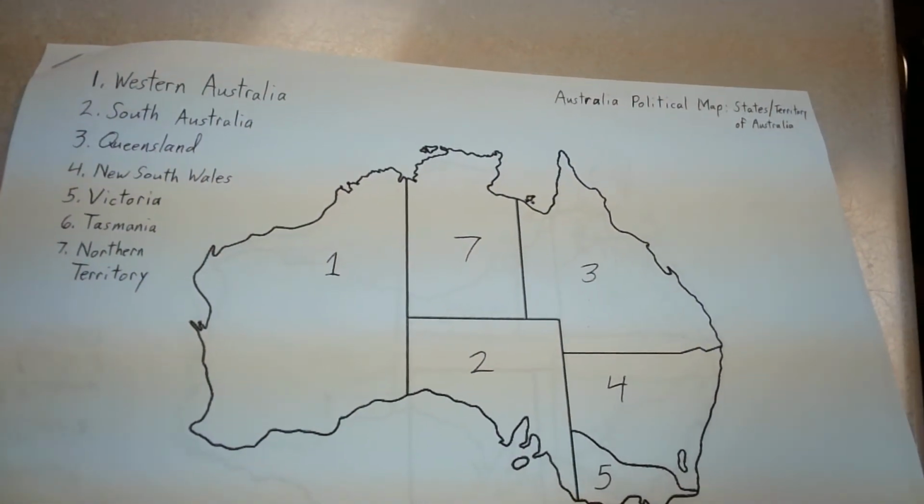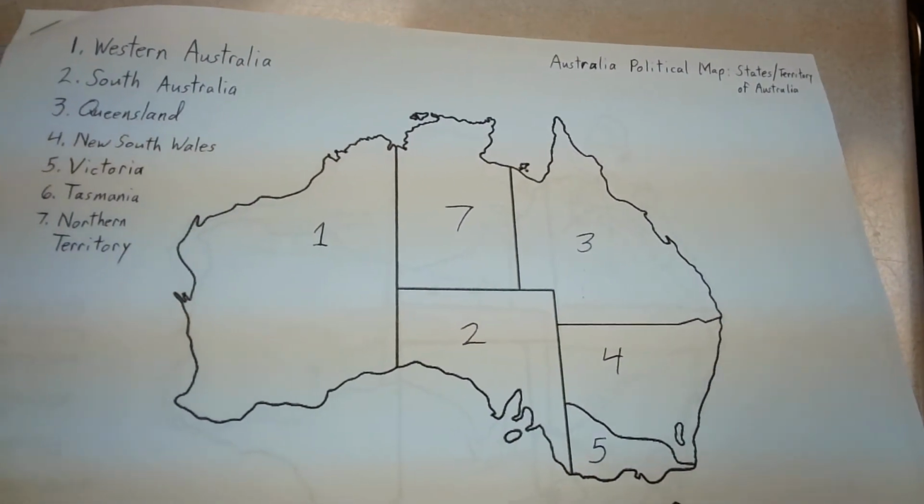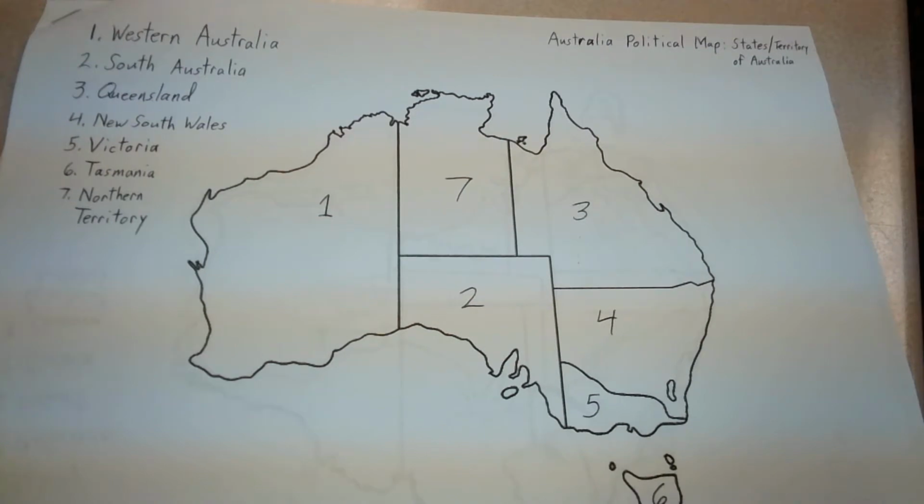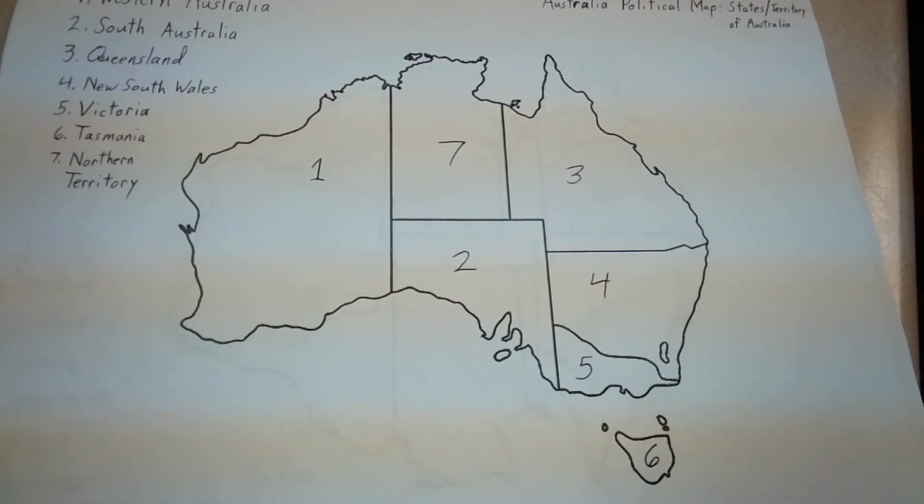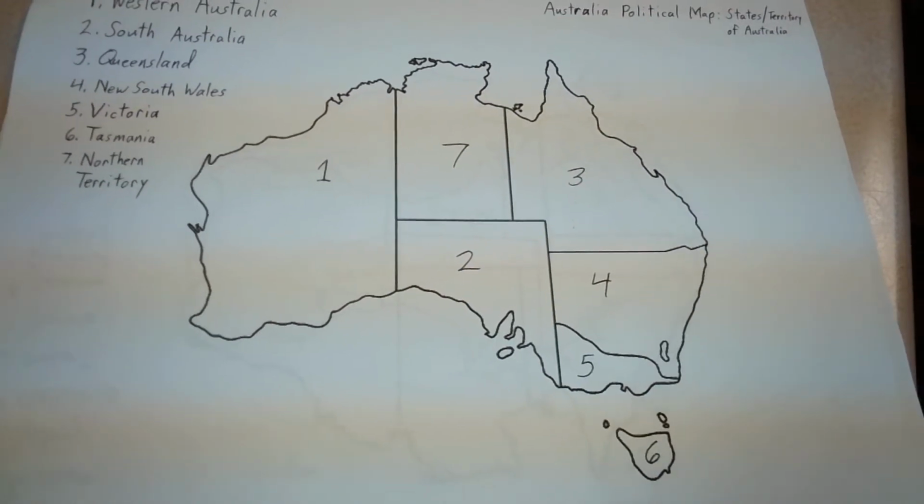So let's get to work on Australia. All right. So you know that you are going to get a blank map. But if you notice, this is what your map should look like. This is Australia. If you're asking, why is Australia broken into these sections?